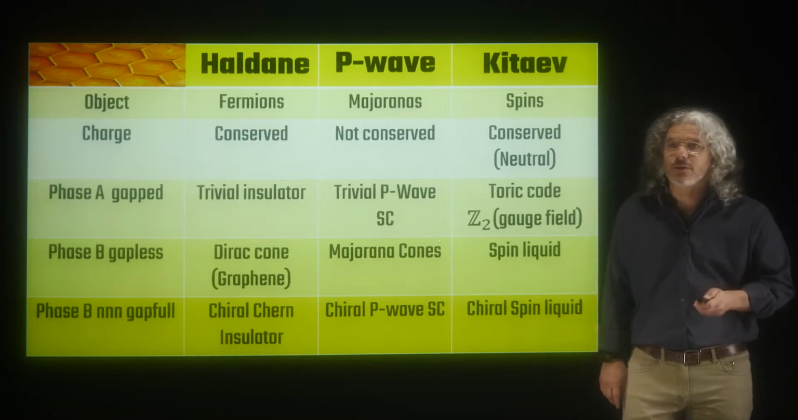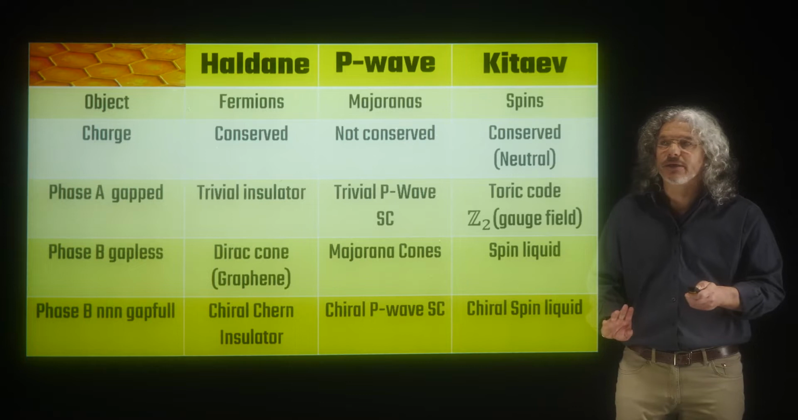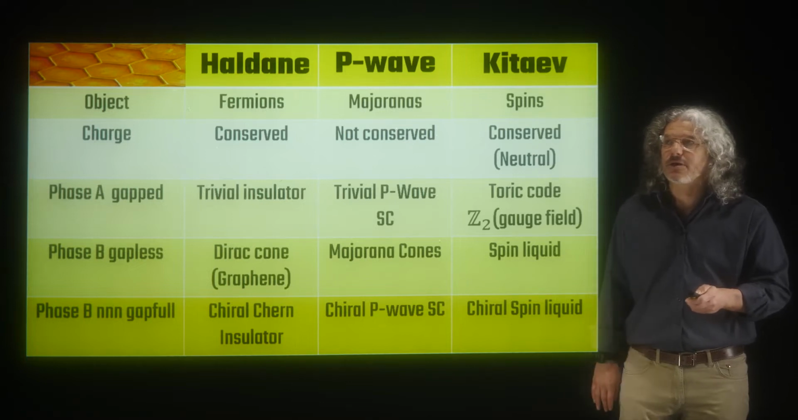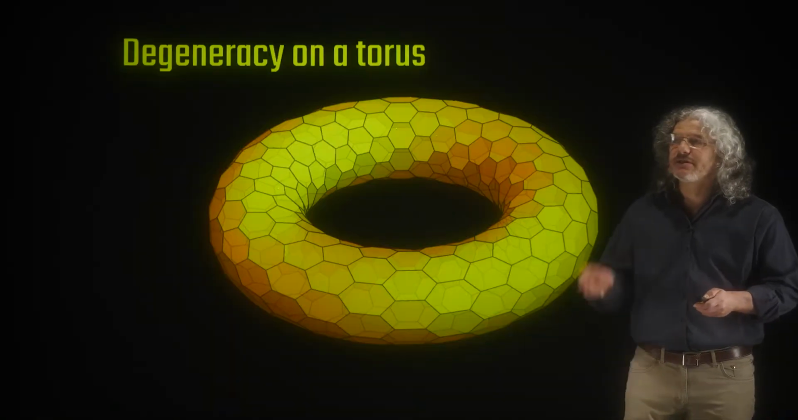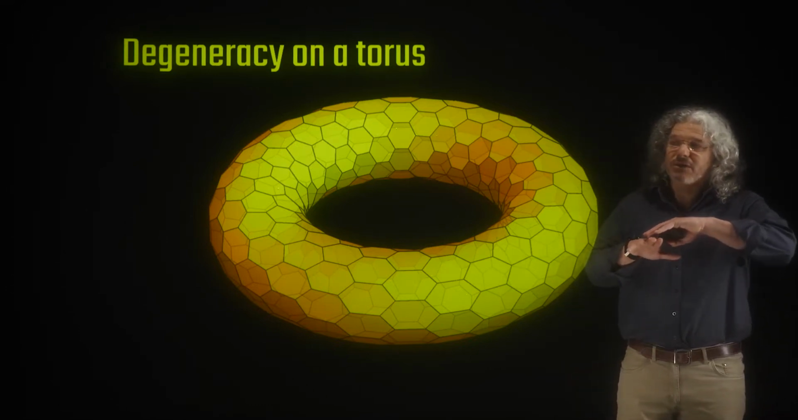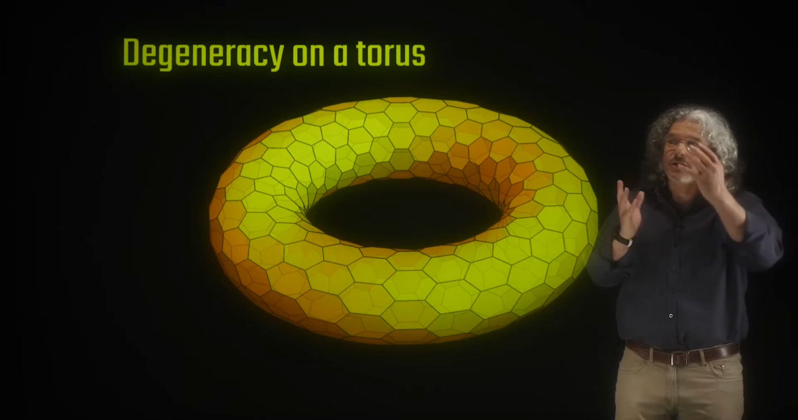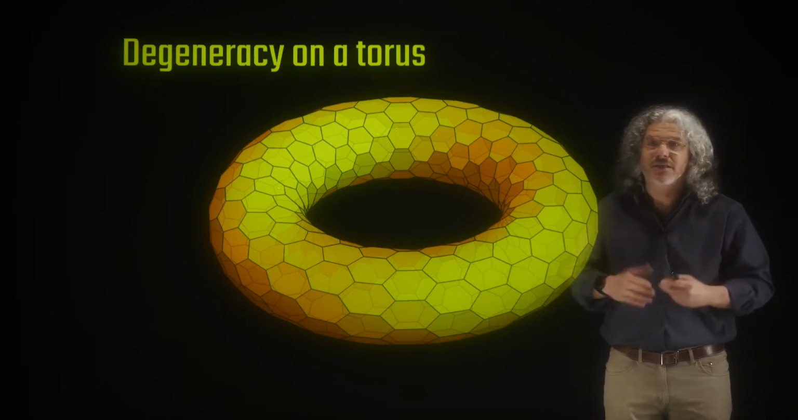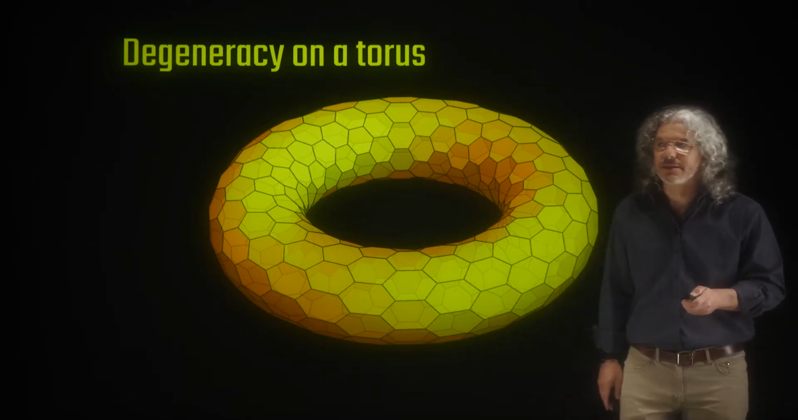In this video, we want to concentrate on a different subject which is related to these materials. This is the degeneracy on a torus. So when we put these honeycomb models on a torus, the question is, what is the degeneracy of the ground state of the system?